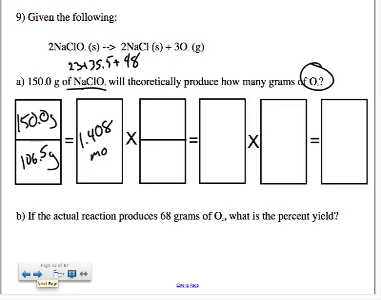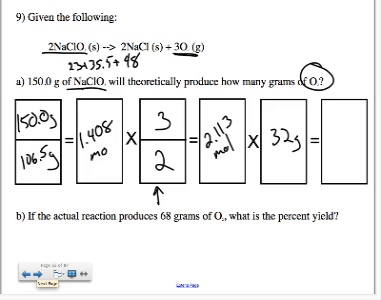How many grams of O2 would I theoretically get? My mole ratio: my known is sodium chlorate, which has a coefficient of 2. My unknown, oxygen, has a coefficient of 3. So I would do 1.408 times 3 divided by 2, and I get 2.113 moles of oxygen.